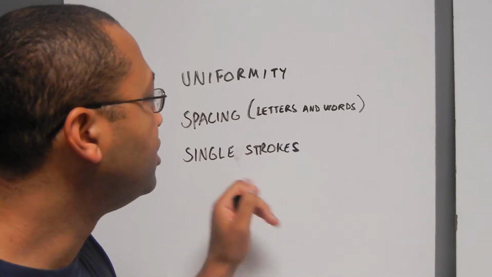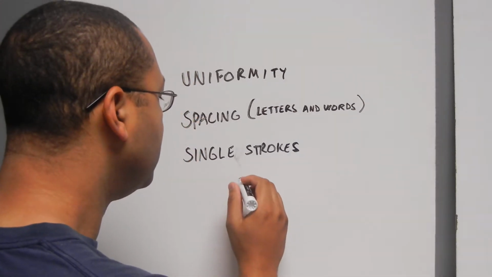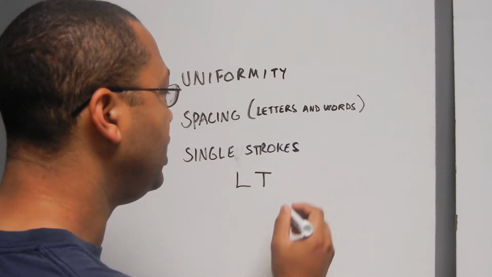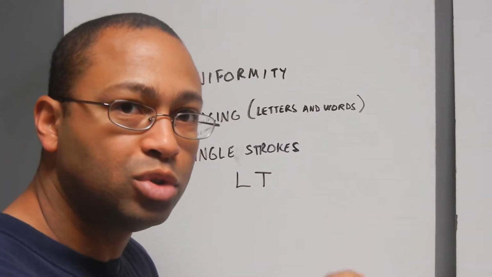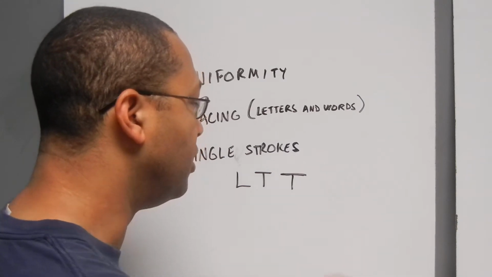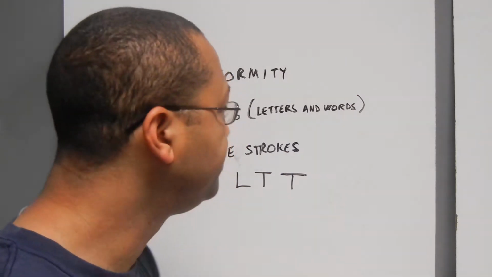As I put right here, single strokes. When you're writing your letters, you want them to be a single stroke, such as L or T. Each piece is a single stroke. It's not a go back over it. No, that's wrong. Single stroke letters for each part of your line.